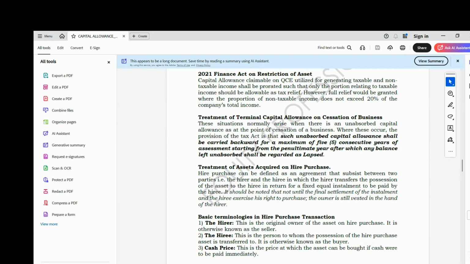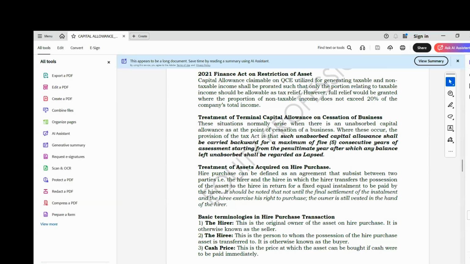Then for this hire purchase, there are some terms that you need to familiarize yourself with. We have the hirer, IRR, that is the name of the seller, the owner of the asset, who is selling it. Then we have the hiree, IRE, that is the buyer, the person who is buying that asset on hire purchase.